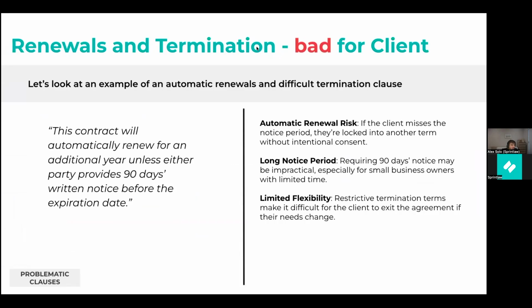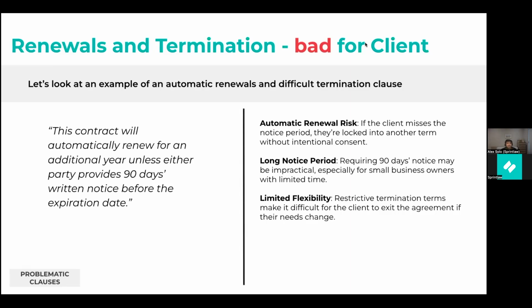This contract will automatically renew for an additional year unless either party provides 90 days written notice before the expiration date. So this is a contract that needs 3 months notice, which is quite a long time. Often 3 months before an arrangement is ending, people may not be thinking about the arrangement ending.